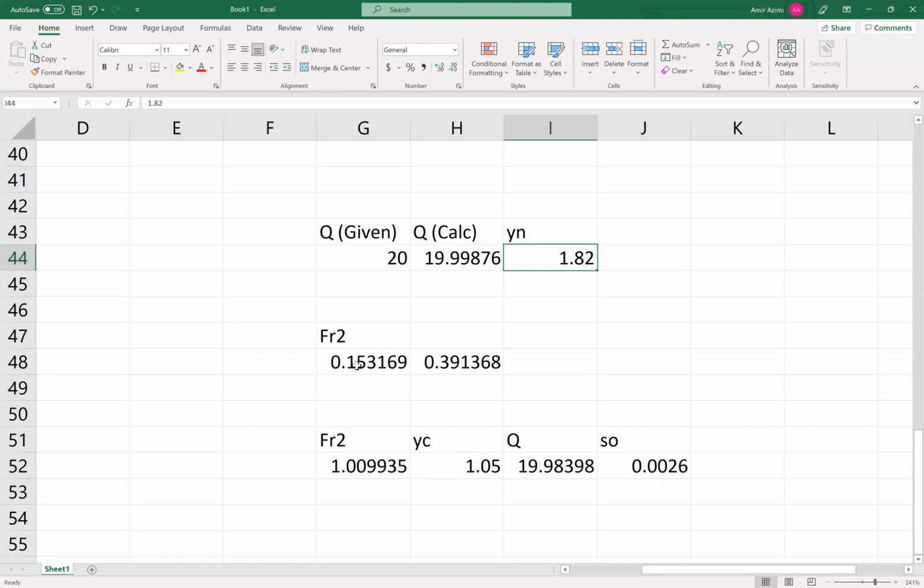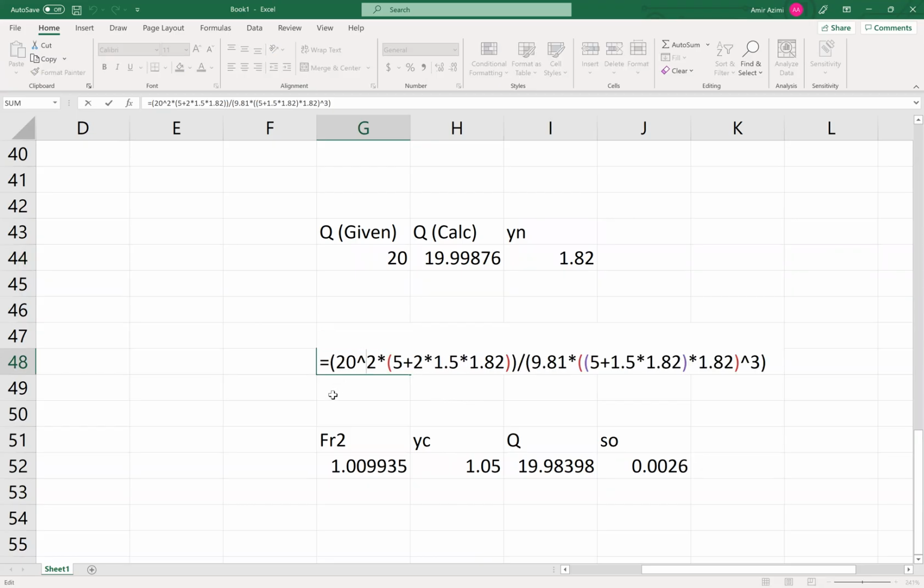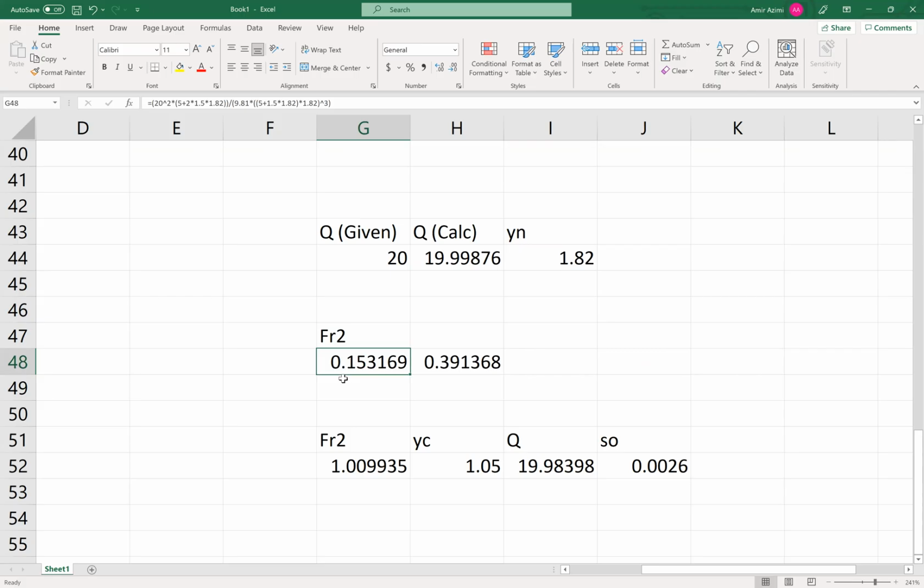Part 2 asks to calculate the Froude number. So Froude squared in the general formula is discharge to the power of 2 times the top width, which is the bottom width plus 2 times depth times sidewall slope, divided by g times A to the power of 3. So I have 9.81 times area, which is (5 plus m·Y) times Y, to the power of 3. It gives me Froude squared equal to 0.15, and then I need to take the square root of that. So the Froude number will be 0.39.